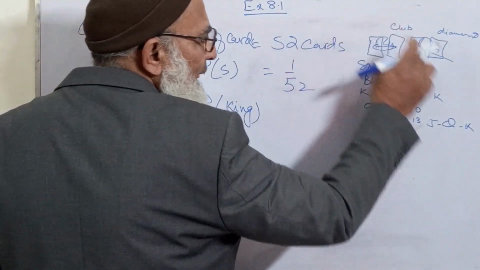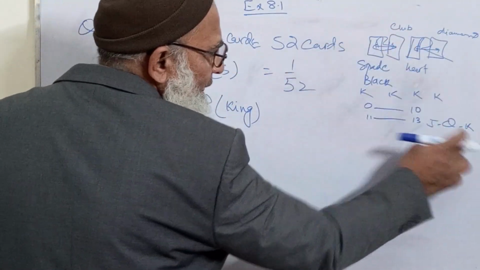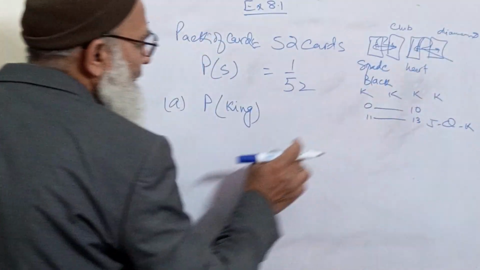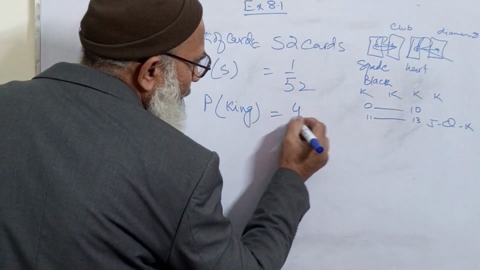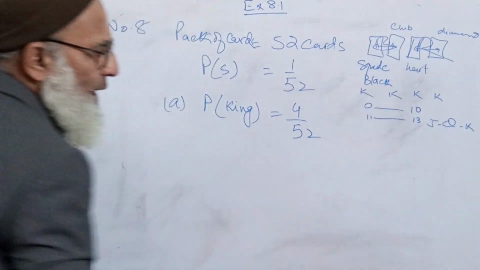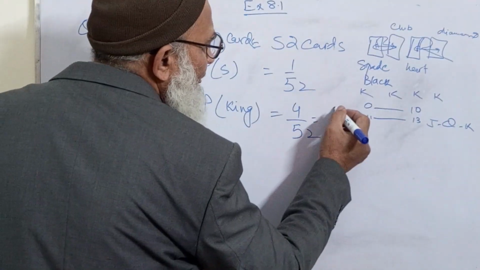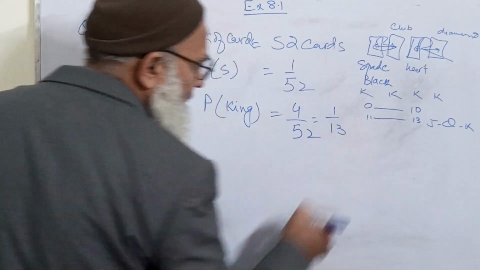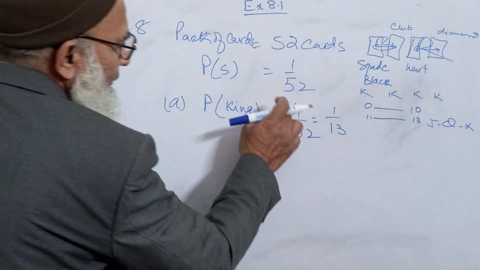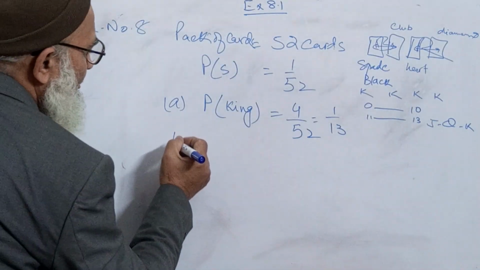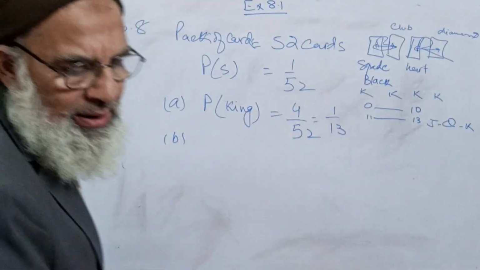each color has a king. So there are 4 kings. That means 4 out of 52 will be our probability, and if you simplify it, it becomes 1 by 13, because 4 times 13 is 52. Now B. Similarly, all the questions are like this.